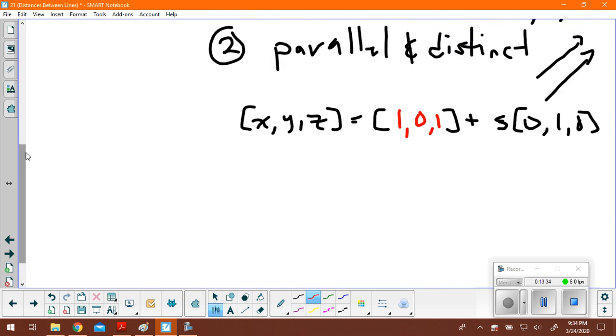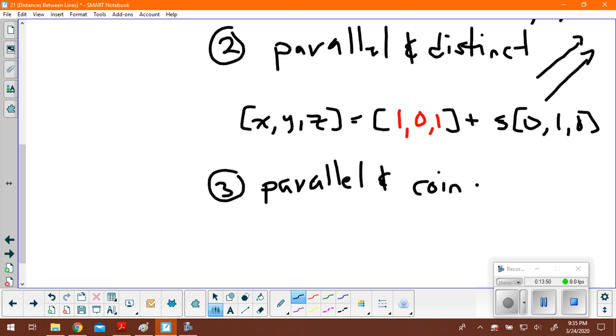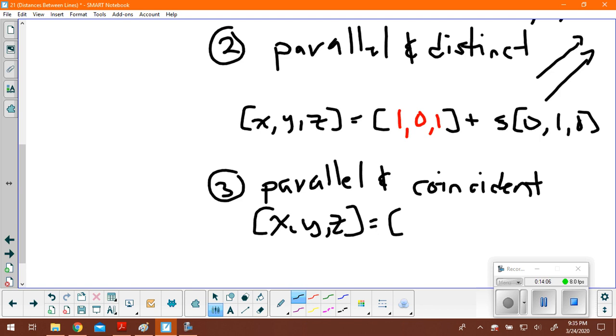Okay, case 3. Parallel and coincident. Okay, so that really means that my new equation is actually still the y-axis. It's the same line twice. So x, y, z equals.